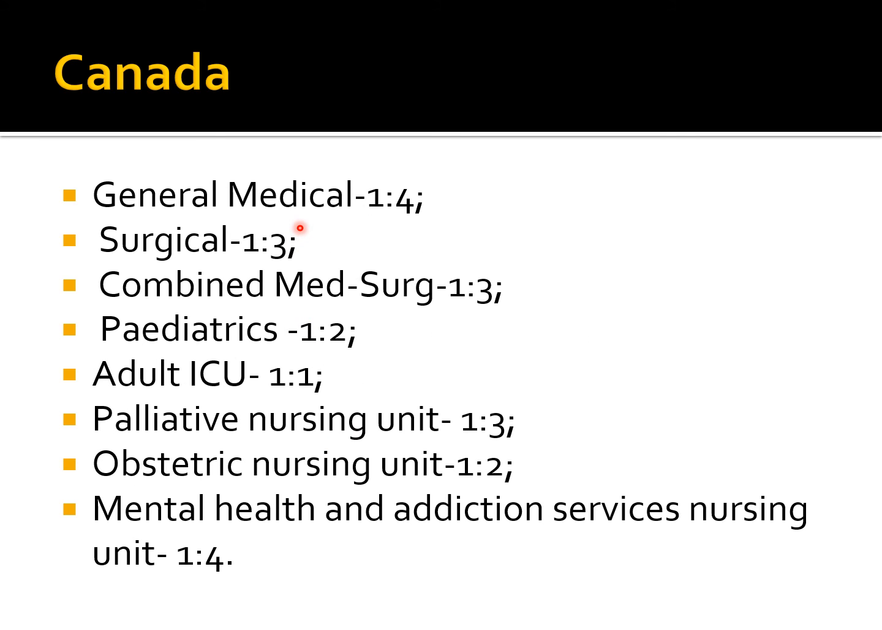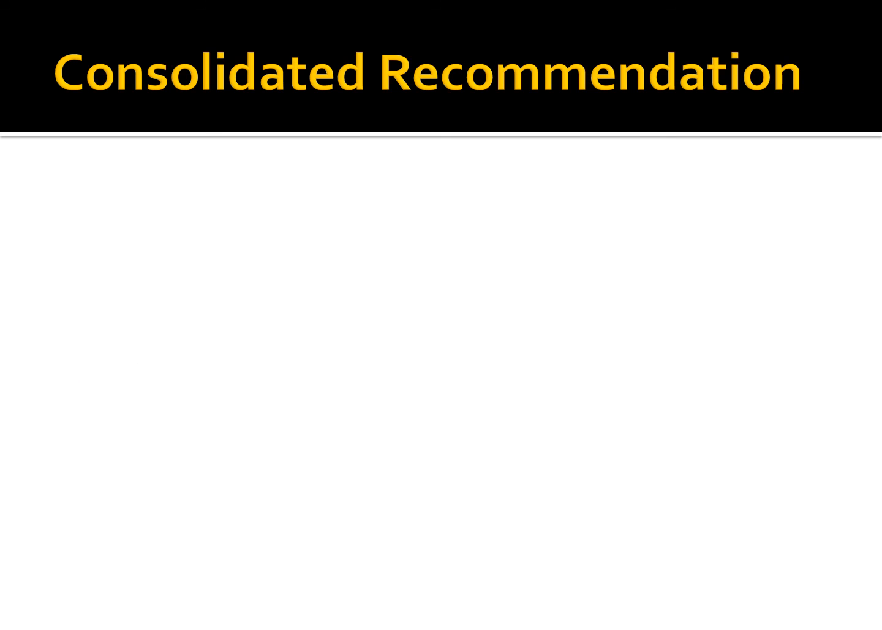About the staffing norms in Canada, general medical ward 1:4, surgical ward 1:3, combined medical surgical unit 1:3, pediatric 1:2, adult ICU 1:1, palliative nursing unit 1:3, obstetric nursing unit 1:3, mental health and addiction services 1:4. So far we have seen various Indian norms that recommend staff-patient ratio. Also, we have compared Indian systems with the international staffing norms. Here we will see a consolidated recommendation as per the Indian norms, international norms and latest research evidences that has to be practiced ideally.